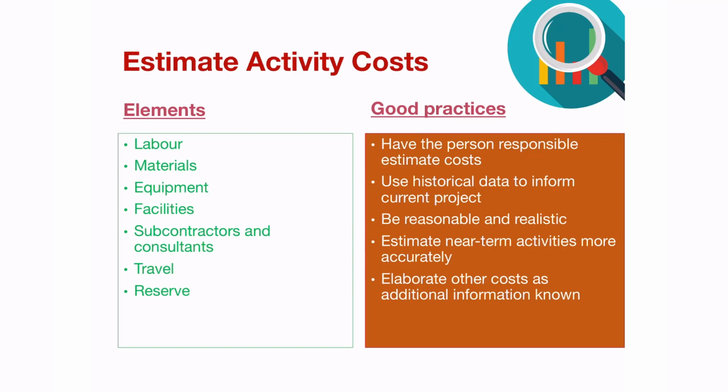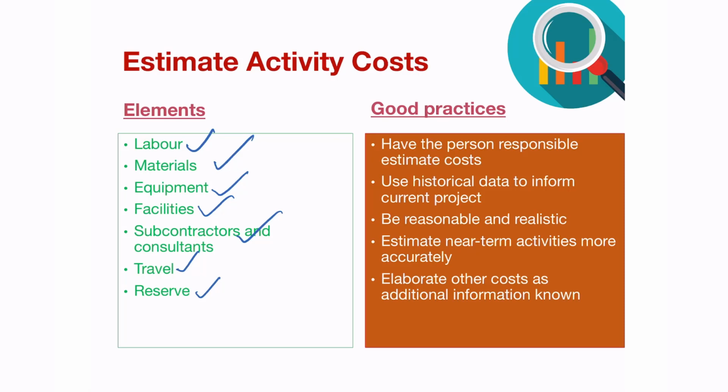Some of the elements that incur costs are things like labor, material cost, equipment, facilities, most importantly subcontractors and consultants, and also travel, and you should have a small reserve in place as well. It's important that you cost everything in your project. There shouldn't be any part of your project where you don't know what the cost of that particular activity is. You should be able to allocate a cost to each and every single activity, and each and every single activity should be accounted for.